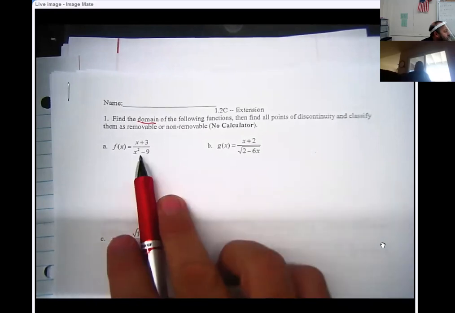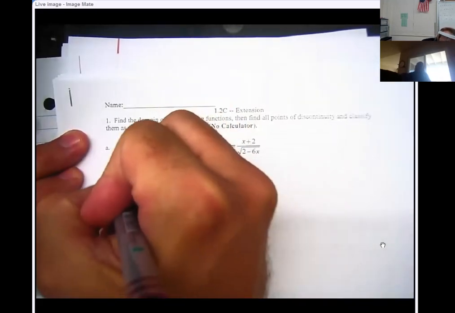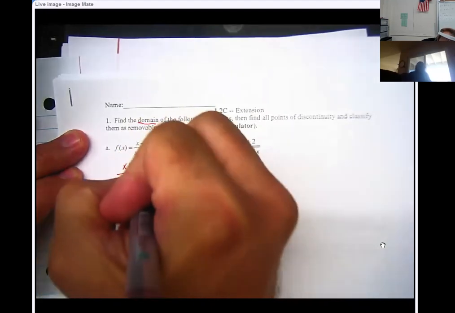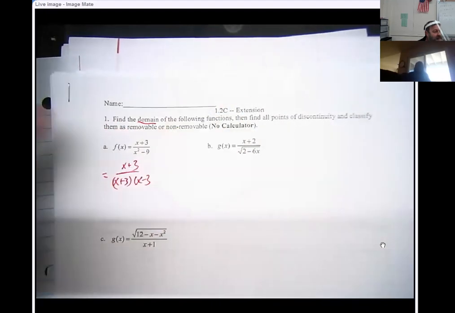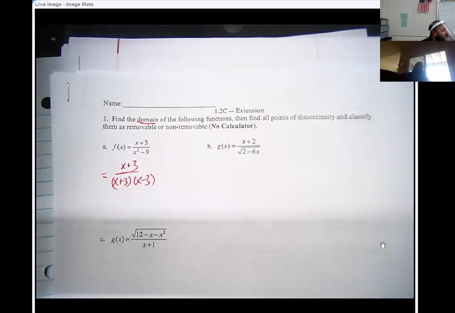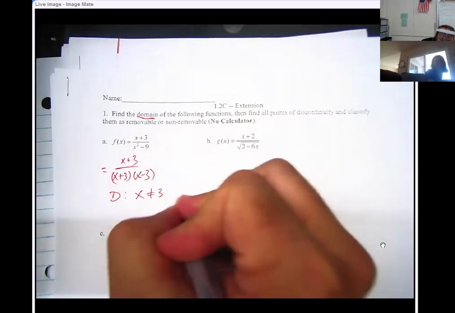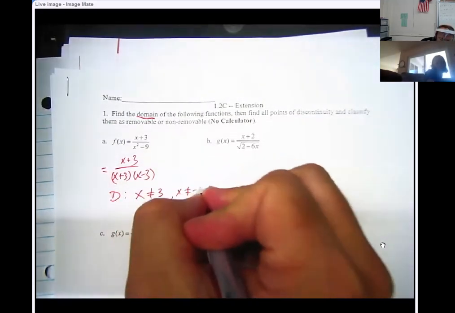Well, guess what I don't see here? I don't see a square root, so I'm not worried about that. So I'm going to come in here and factor this. That's x plus 3, x minus 3. This should help me see something. So what are the bad guy values for me? What are the things that I can't have? Domain says do not be 3 and do not be negative 3.